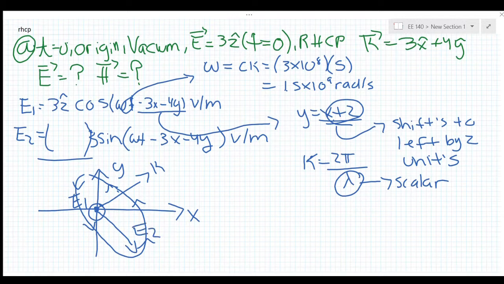E1 and E2 have a 90-degree phase. So we would write it as 4x hat minus 3y hat over 5. We use 4x hat minus 3y hat because k has a 3 to 4 ratio, so our E2 will have a 4 to 3 ratio.